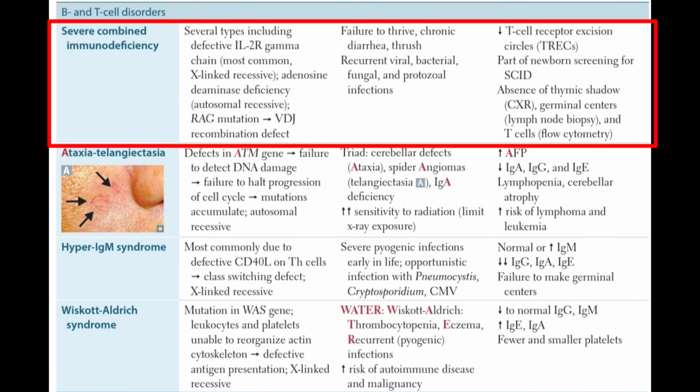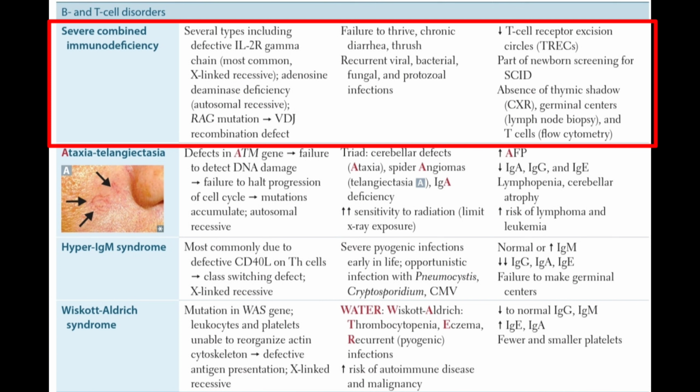Now let us discuss severe combined immunodeficiency. Severe combined immunodeficiency is of several types. The most common is the defective interleukin 2R gamma chain, which is X-linked recessive. Adenosine deaminase deficiency is also one of the severe combined immunodeficiencies, which is autosomal recessive. The main defect is RAG mutation, which leads to VDJ recombination defect.